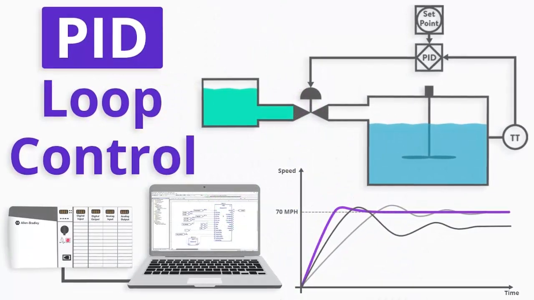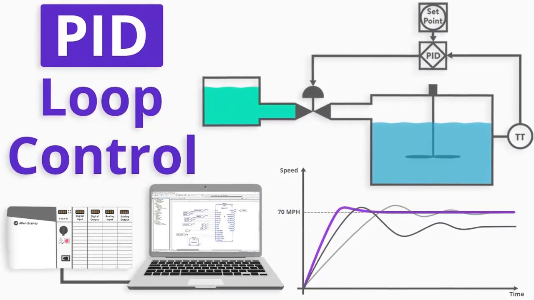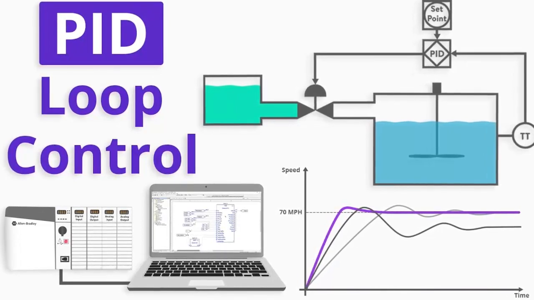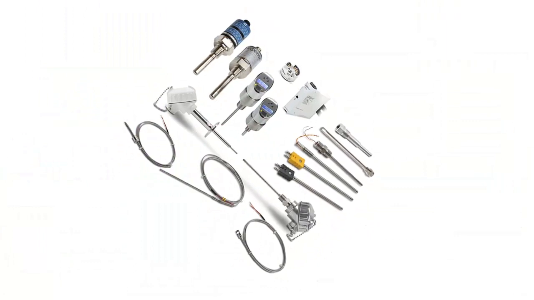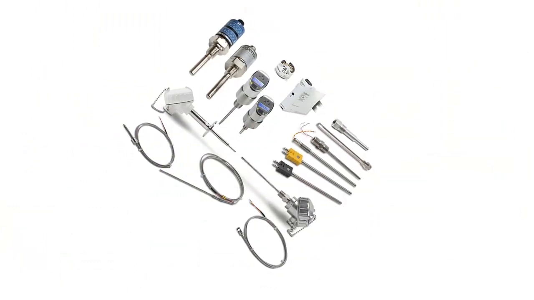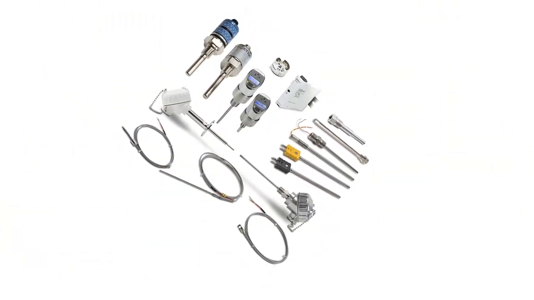PID control, proportional integral derivative, PID, control is often used for precise analog control. It involves calculating the appropriate control output based on the difference between the desired setpoint and the actual process value.